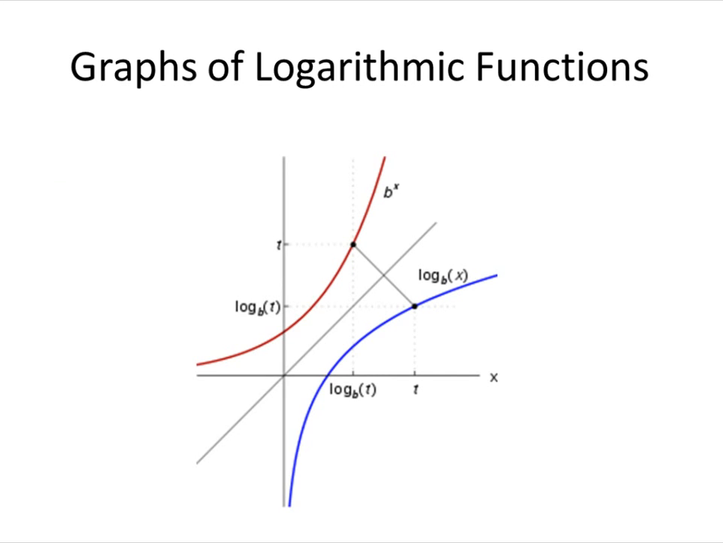Now here we see a comparison between a generic logarithm and its inverse, the exponential function. So you can see that they are reflections over that diagonal line. Again, that line is y equals x. So this is just showing that yes, they are inverses because their graphs are reflections over the y equals x line.